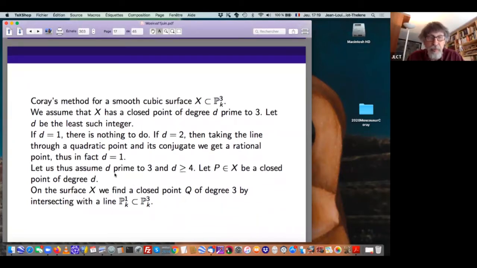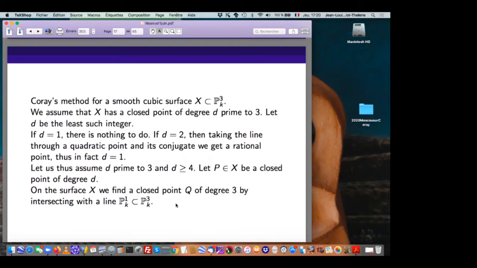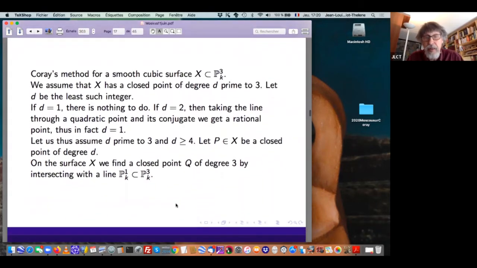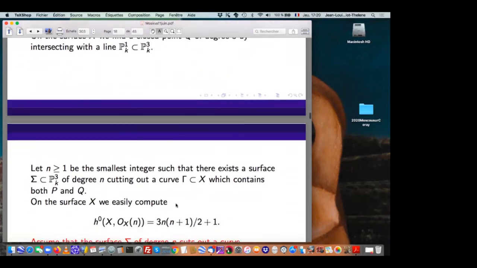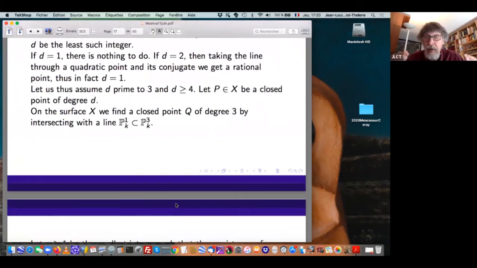Let P be a closed point of degree d. On the surface, we pick a closed point of degree 3, for instance, by intersecting with a line. So now we have a point of degree d and a point of degree 3. The idea in Corey's paper is simple: try to find a curve of genus as low as possible that goes through Q and P, and use Riemann-Roch on the curve to descend the degree of an effective cycle.